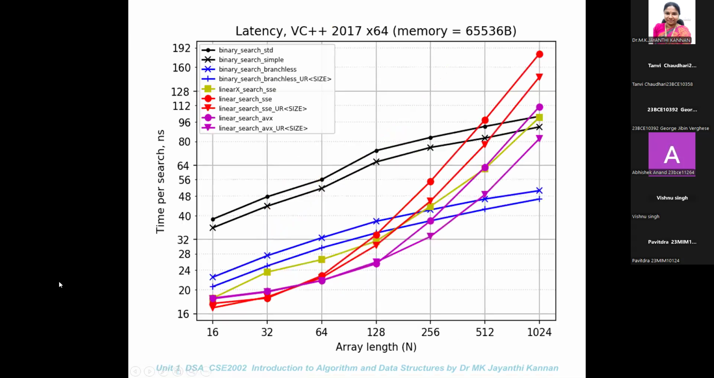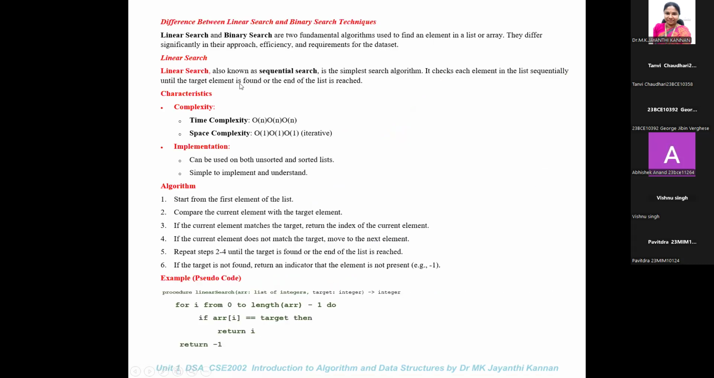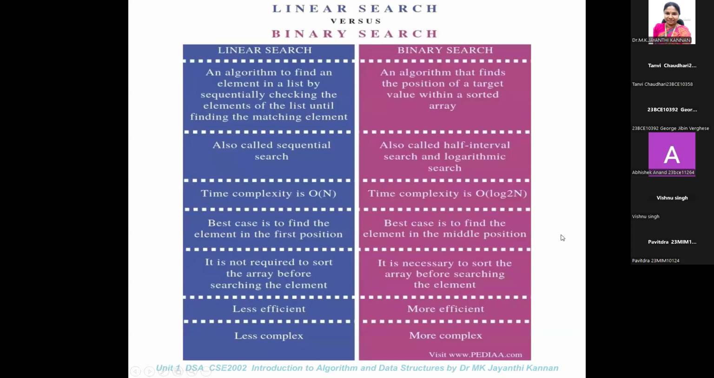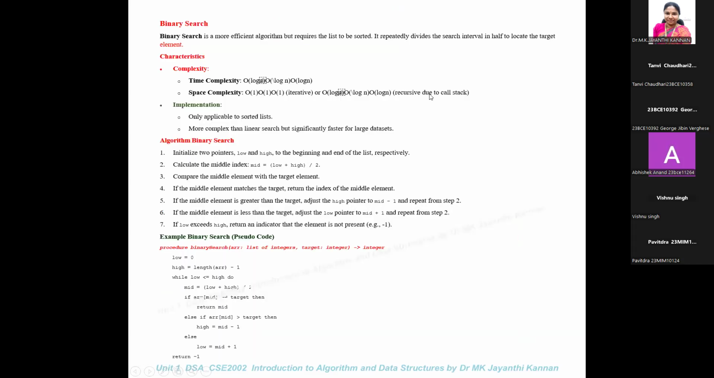Then we compared the variants of linear search and binary search algorithms. Then we discussed in detail what linear search is, its time complexity, space complexity, definition, pseudocode, the logic behind linear search, and algorithmic steps. Then we saw the difference between linear and binary: linear uses the brute force approach, while binary search uses the divide and conquer approach.